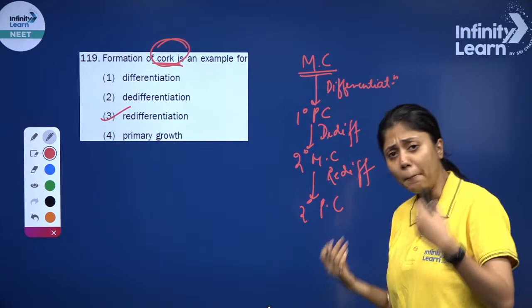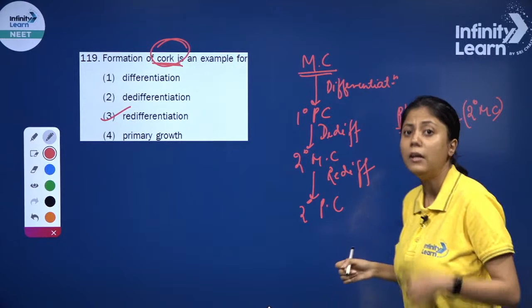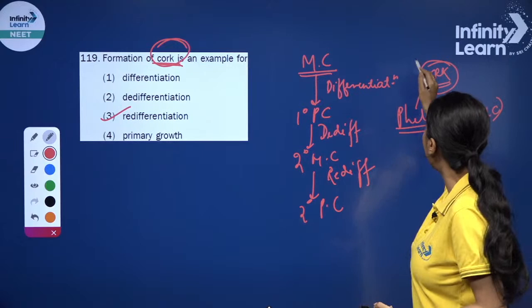So basically, what will happen? The phellogen, which is the secondary meristematic cell, a secondary meristem, will produce the cork. It will produce some cells which will have the deposition of suberin and they will form the cork. So cork is basically a redifferentiated structure.